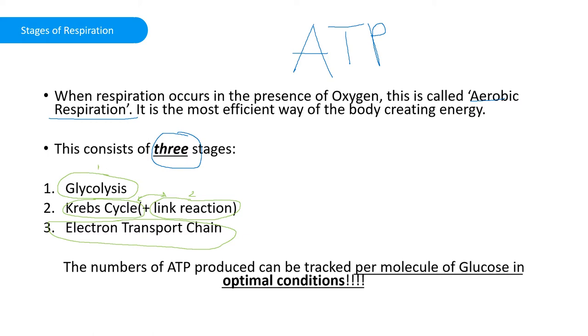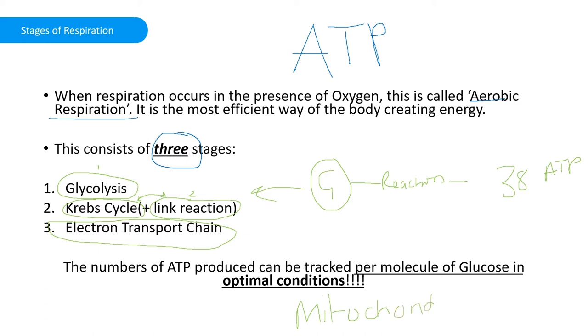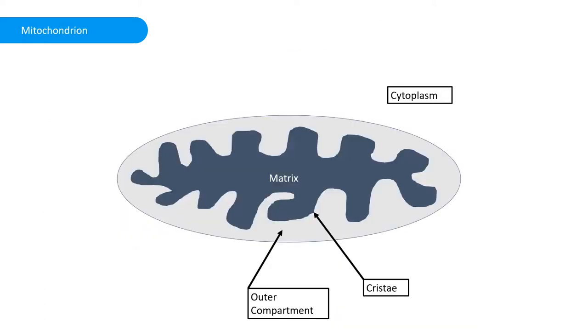So for 1 molecule of glucose, it goes through a series of reactions during these 3 processes, which end up in the creation of 38 ATP molecules. Now the question is, where does this happen? Where do we create ATP? Where do we create energy? Where are the energy factories inside our cell? The answer, from your own knowledge, should be the mitochondria in the cell. So let's have a look at what goes on in the mitochondria.